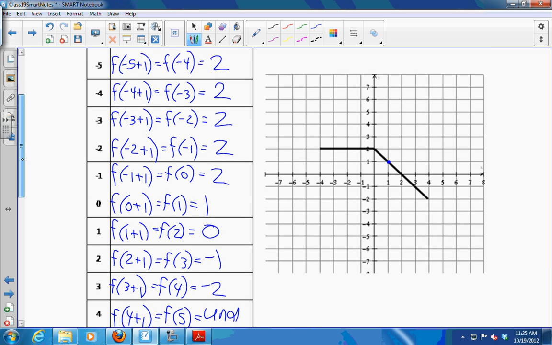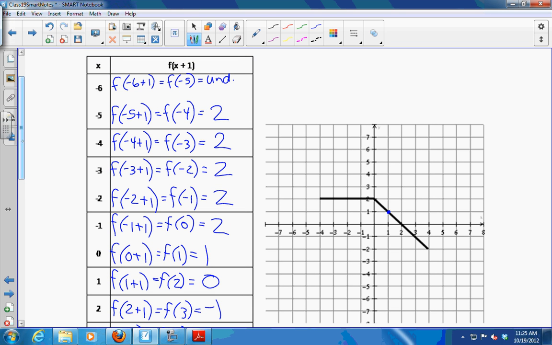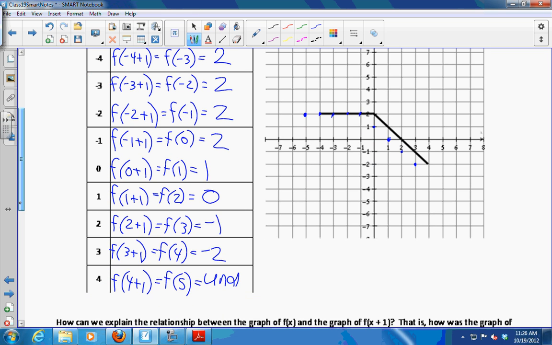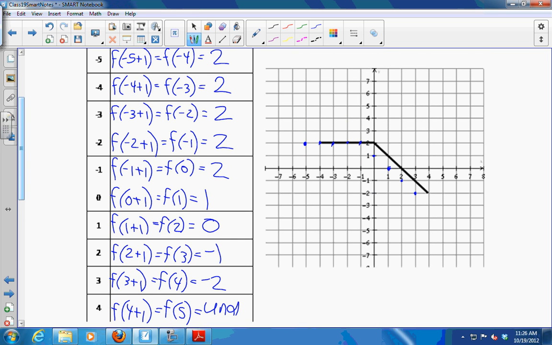All right, so now I'm going to plot my points. These are my x's. These are my y's. I'm going to go through and plot them. So let's see, -5, 2, -4, 2, -3, 2, -2, 2, -1, 2, 0, 1, 1, 0, 2, -1, 3, -2, and 4 was undefined. I couldn't plug in a 4. So those are all my points. Connect them.